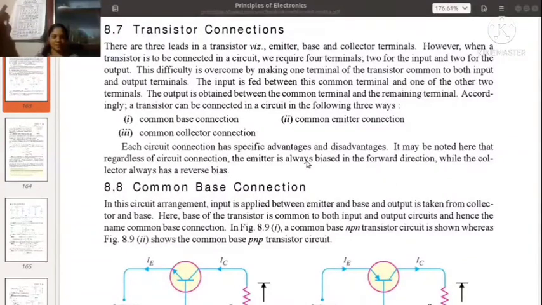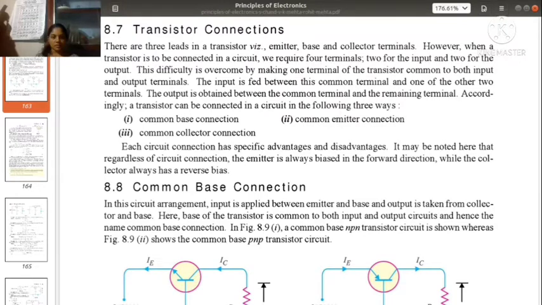Good morning. Today we are going to discuss different types of transistor connections, that is, how a transistor is connected when it is introduced in a circuit. You know that a transistor has three regions: emitter, base and collector. The emitter-base region is forward biased and the collector-base junction is reverse biased.